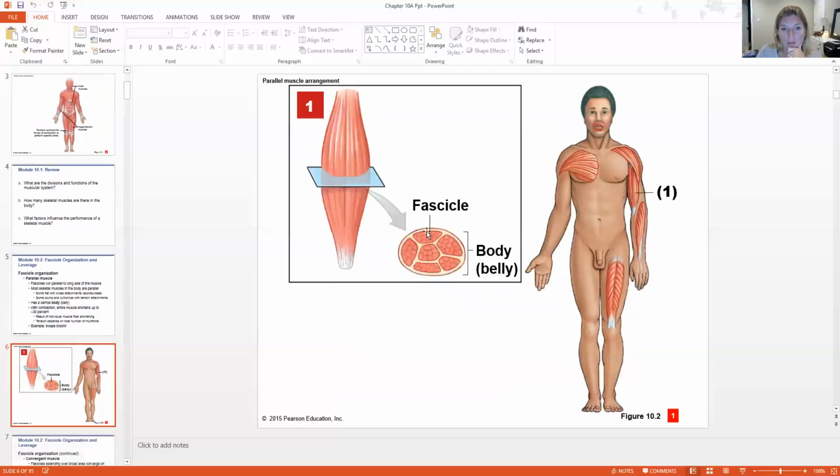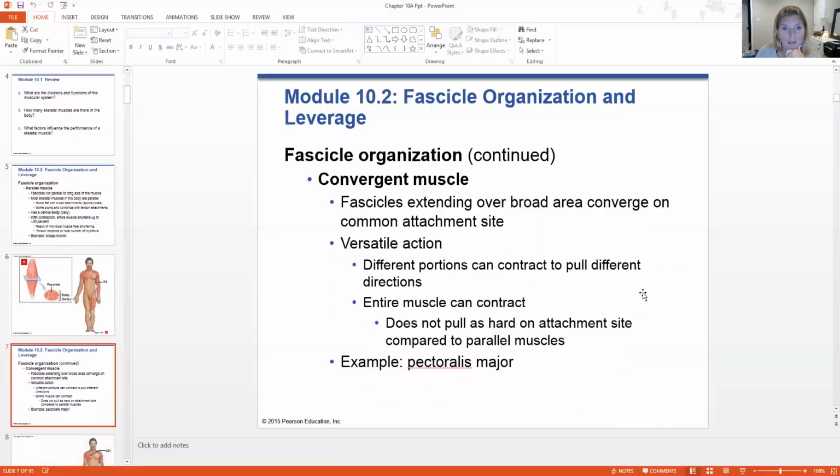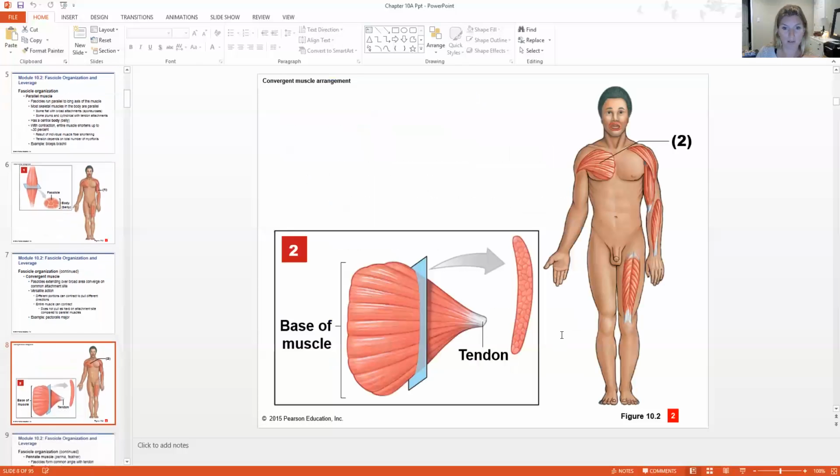Here you can see what I mean by the fascicular arrangement, some of the different muscle group classifications. Let's talk about a convergent muscle. That's that pectoralis muscle. Remember, I just pointed that out to you, how it starts out very broad towards the sternum, and then as you move laterally, it all converges onto the humerus bone. So it allows for a more versatile action where different portions can contract to pull in different directions. So the entire muscle can contract. It just doesn't pull as hard on the attachment site compared to a parallel muscle because it's spread out on one side. So here you see the base of the muscle and then the overall tendon.